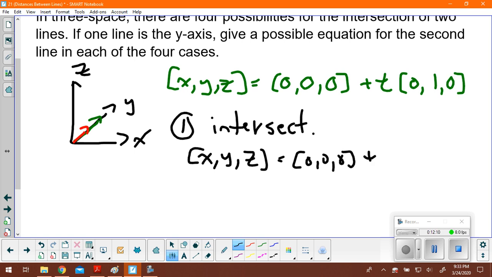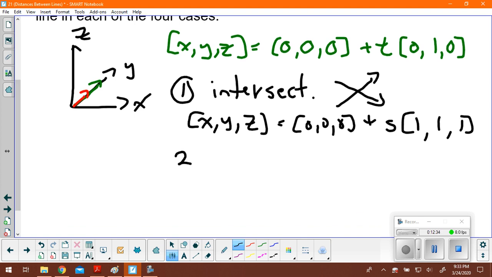Okay, and now if I want them to be intersecting, but not infinitely, right, at one point, I just need to have a different direction. So maybe I do 1, 1, 1. It's definitely a different direction. And I know it crosses the y-axis because it passes through the origin.